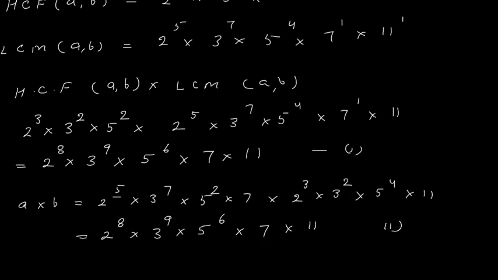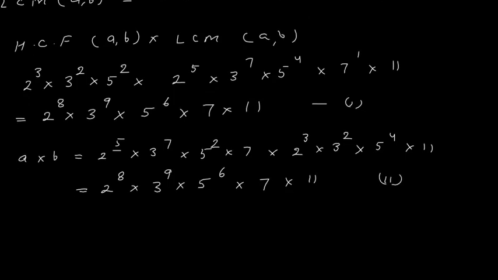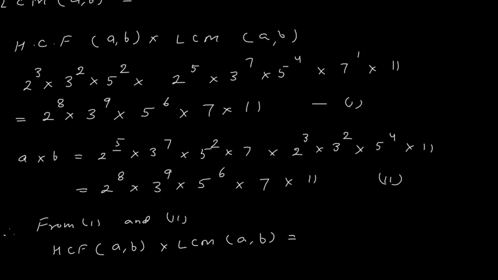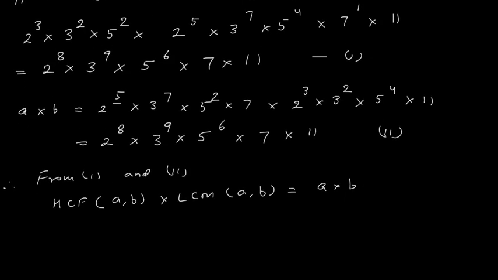Now compare this 1 and 2. Are they same? Yes, they are same. So therefore from 1 and 2, HCF of AB cross LCM of AB is equal to A cross B. Simple? Yes? Okay. Now let us move to the next question.